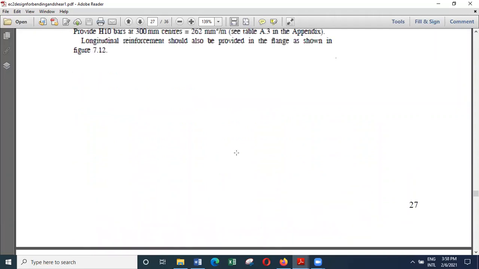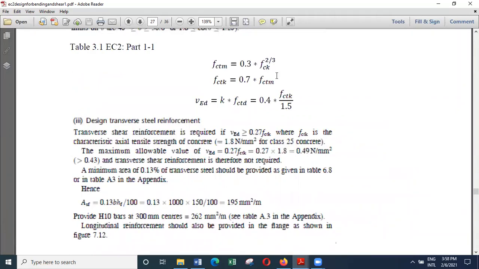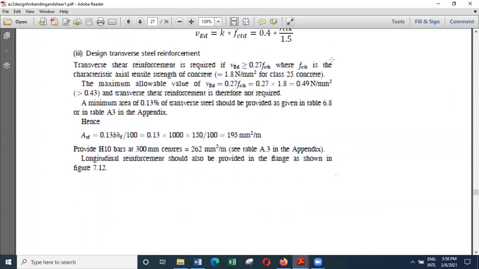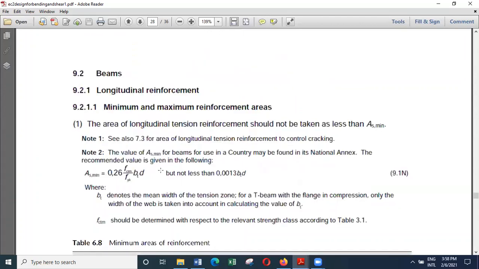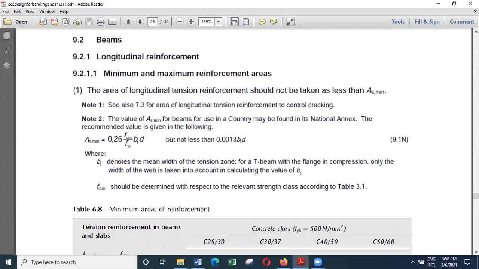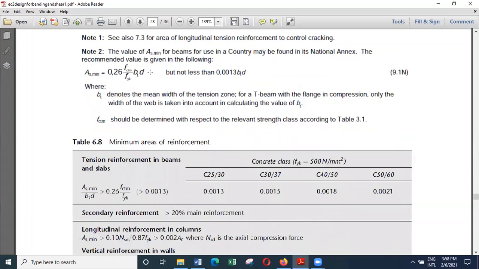And for grade 30 concrete, 30 megapascal concrete, it comes to 30 to the power 0.667 multiplied by 0.3, so you get 2.89. And once you substitute in this equation, 2.89 divided by 500 multiplied by 0.26, you will end up with 0.0015 when you use this equation for 30 megapascal concrete.